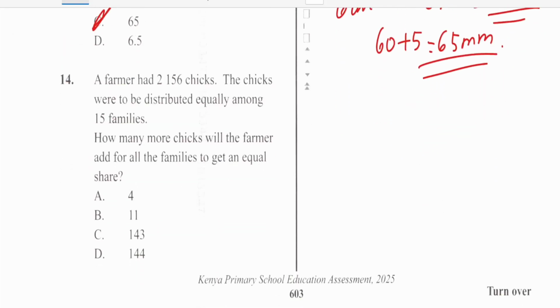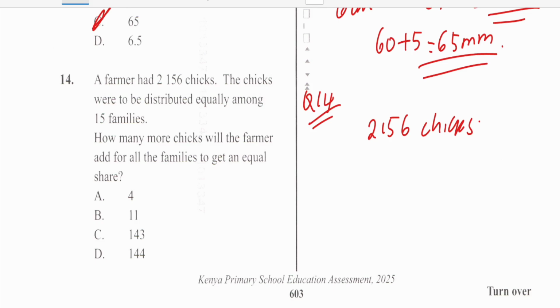Now for question 14. A farmer had 2,156 chicks. The chicks were to be distributed equally among 15 families. How many more chicks will the farmer add for all the families to get an equal share?